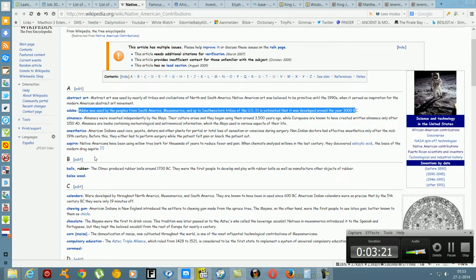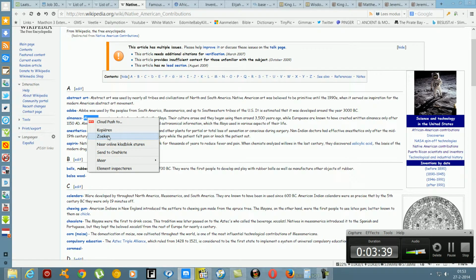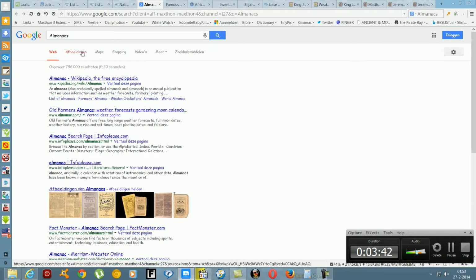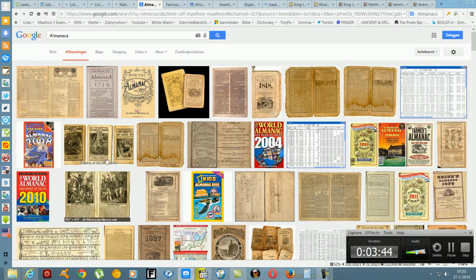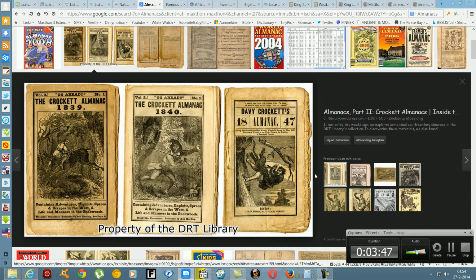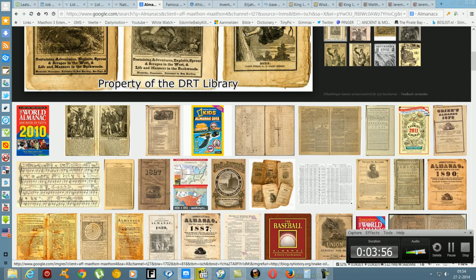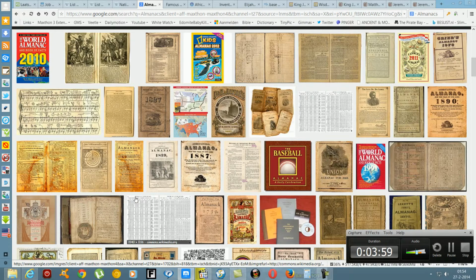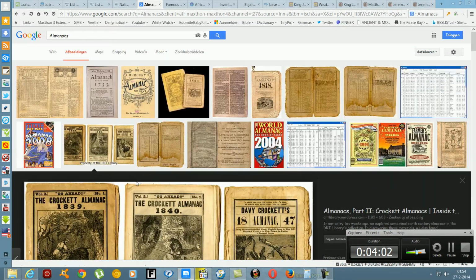Okay, so adobe, brick houses. Why don't they say brick houses though, or adobe brick? Almanacs were invented independently by the Maya. See, the almanacs, a brother, a so-called black man, the Israelites. Yes, the Mayas and the Israelites, they're the same people, because, well, I don't know what the almanac is. I really do not know. I have never heard of it. The Crockett Almanac. Maybe the almanac is some kind of book or something.